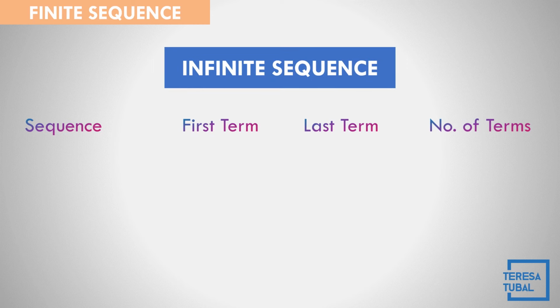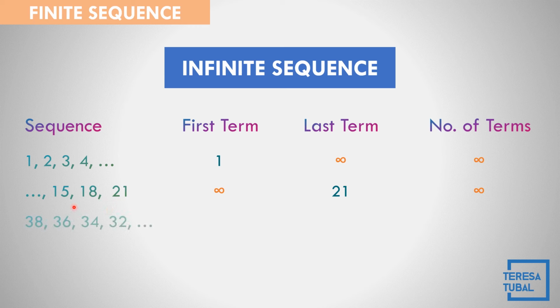Let us see the example of infinite sequence. From the given infinite sequence, the first term is 1, the last term is infinite, and the number of terms is also infinite. In the second one, the first term is infinite, the last term is 21, and the number of terms is also infinite.